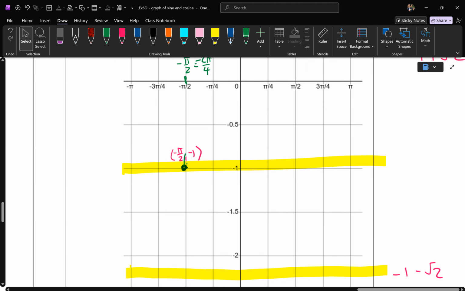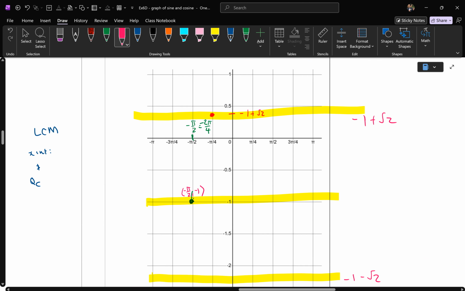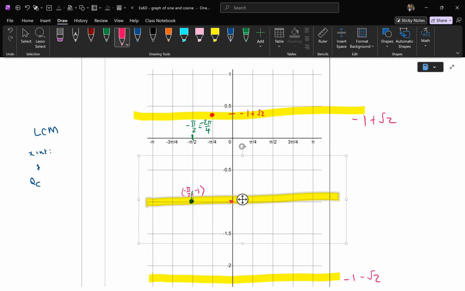So here we go. We start off with the first point. After a quarter cycle, I reach the max. After another quarter cycle, I reach the middle. After another quarter cycle, I reach the minimum. After another quarter cycle, I reach middle. Another quarter cycle, I reach maximum. You see what I'm doing? All I'm doing is just following that shape. And if you did it all together, you get your sine graph.